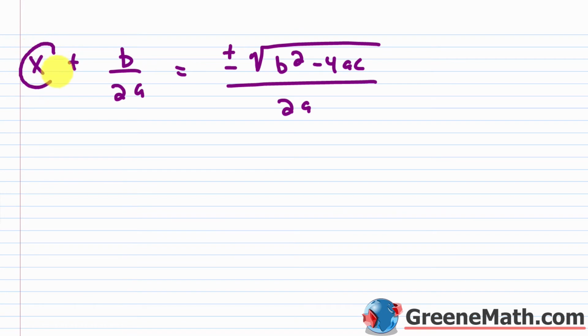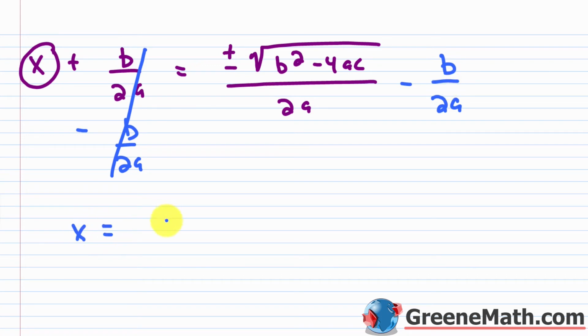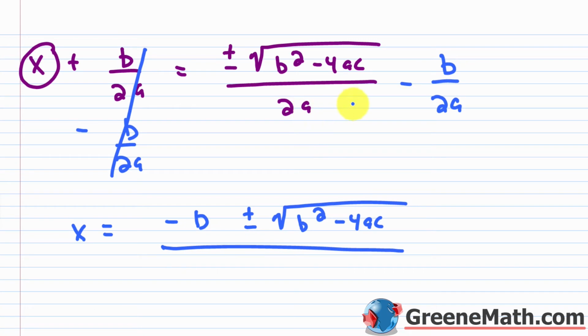So if I want to solve for x, all I've got to do is subtract b over 2a away from each side of the equation. And notice how you have a common denominator here. So I can say that x is equal to, I'm just going to put the negative b out in front, then plus or minus the square root of b squared minus 4ac. This is going to be over the common denominator of 2a. So this is the quadratic formula. This is what we can use to solve any quadratic equation.